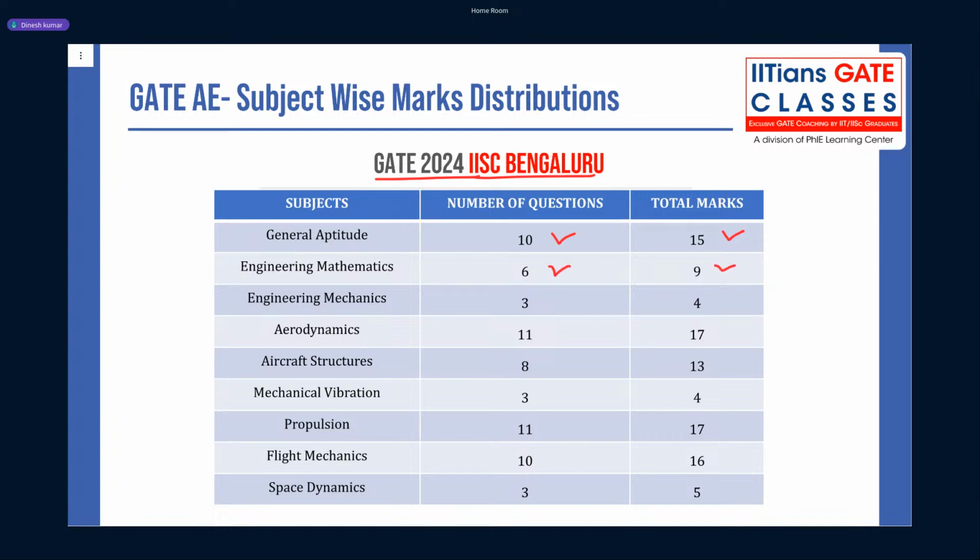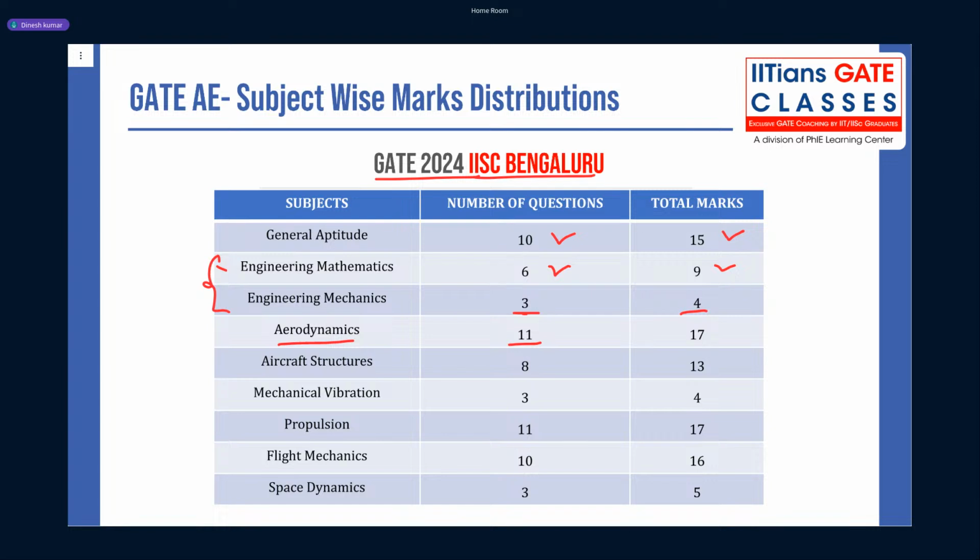But there are questions in engineering mechanics, one question which you can say overlaps between engineering mathematics and engineering mechanics. And there was one question also in engineering mechanics, first time, from Newton's law. There was a question which was based on displacement, velocity and acceleration. And in engineering mechanics another question was from trusses.